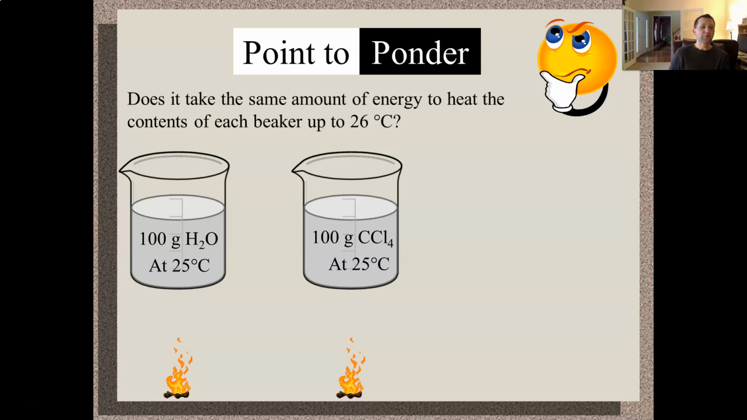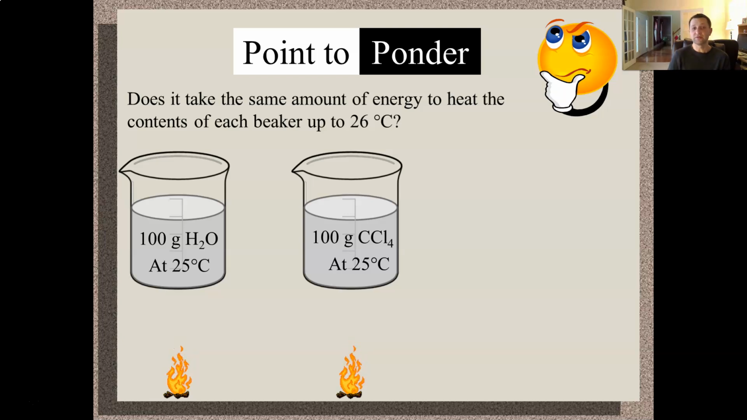substances. So on the screen in front of you, you can see that we have two beakers with two different substances in them. So the beaker on the left is 100 grams of water, and the beaker on the right is 100 grams of carbon tetrachloride, CCl4. Both of these are at 25 degrees Celsius. So the question is, does it take the same amount of energy to heat the contents of each beaker up to 26 degrees Celsius? So let's take a look at it and find out.